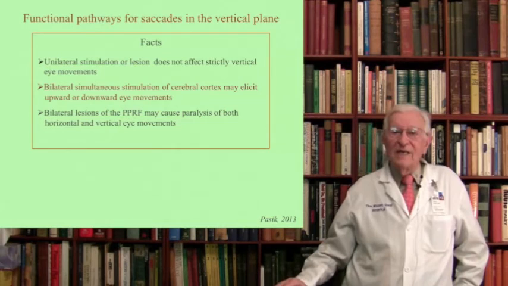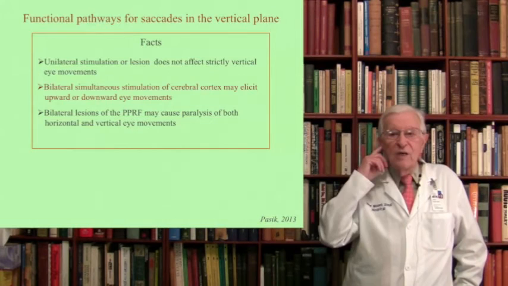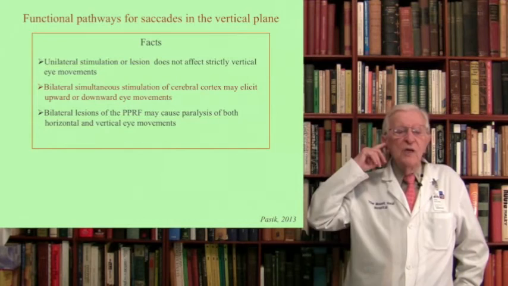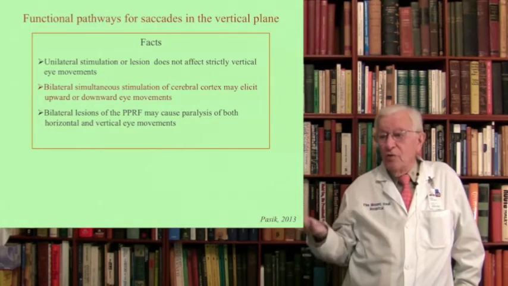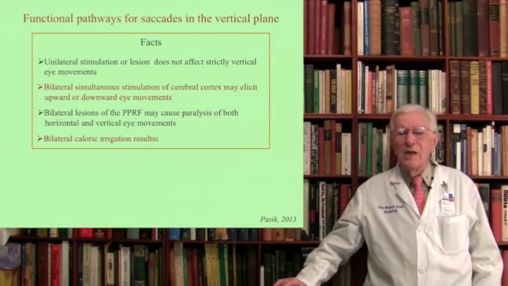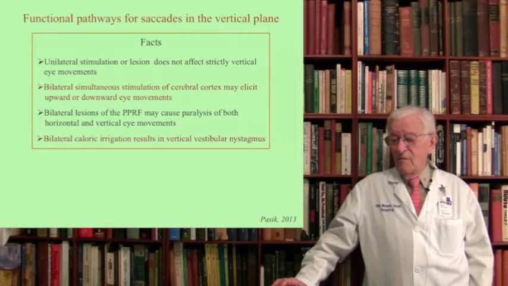Finally, another fact is, remember that we were doing caloric stimulation in the vestibular system, and if you irrigate it with the head erect and the right ear with cold water, what's going to happen? Well, the eyes are going to go to the side irrigated and beat back, the nystagmus, to the opposite side in the horizontal plane. So what happens now if you irrigate both ears at the same time? You can do that. That will result in vertical nystagmus. It's of vestibular origin, but it's vertical in direction.